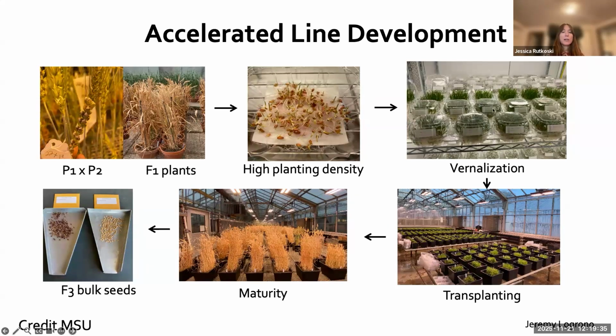So we want to accelerate this process as much as possible. Now, in the past, my predecessor did all this in the field, and so everything took a year before. So it was like crossing was 1 year, F1 1 year, F2 another year, F3 another year. So it was a really long process. And so we've managed to get all these steps down into 1 year. So that really helps us accelerate our line development, which helps us reduce our cycle time that contributes to accelerating genetic gain.